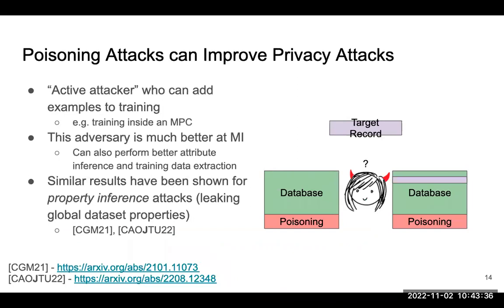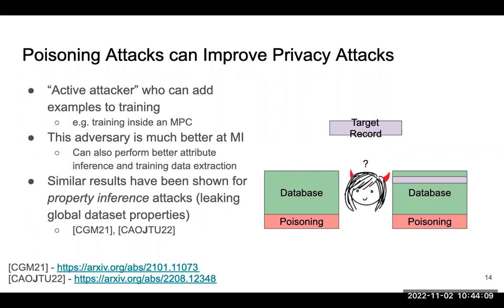The threat model here that we're going to consider is an adversary who wants to learn whether a given target record was in the training set, but they're also capable of adding training data into the process. This might come up in an MPC, for example. We're trying to train a model on my data set and your data set. I'm going to add some data into my data set in order to cause the model that we produce together to leak information about your data set. And it turns out that if you give this adversary this extra power, it gets way better at privacy attacks.